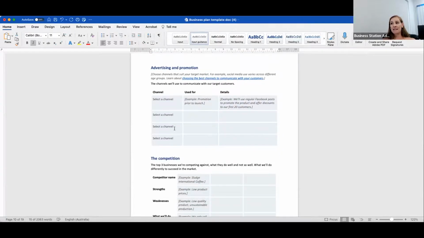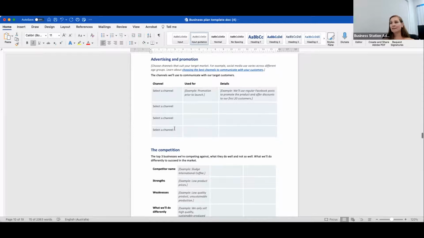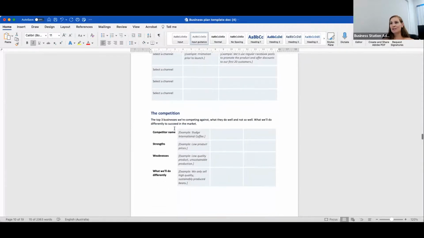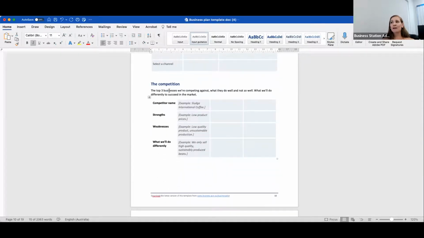Your advertising and promotion, again, that's going to come from knowing your target market well and also knowing your budgets. Your competition, now in this section, it only allows for 3 top businesses that you're competing with. I would highly recommend that you have a document that sits away from your business plan that is a comprehensive competitor analysis. I'm talking the top 10 to 15 businesses that you're competing with.